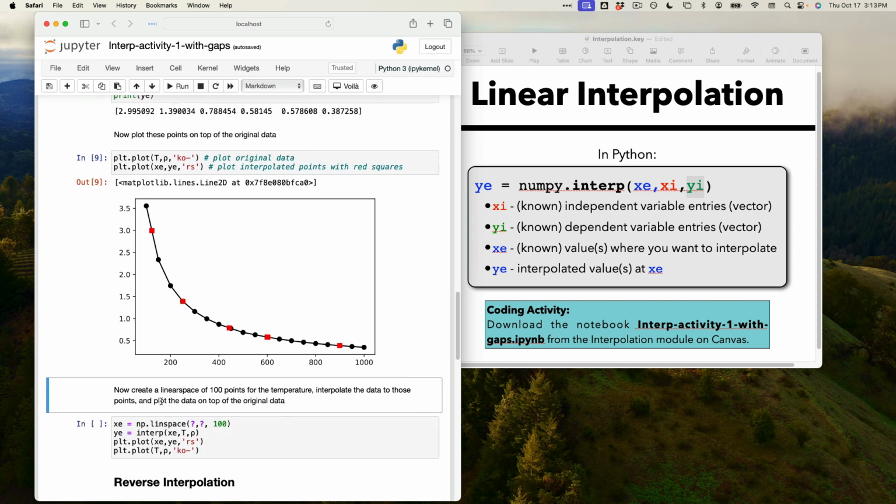Now create a linear space of 100 points for the temperature and interpolate to those points and plot the data on top of the original data. So first we started with 1 value for temperature. Next we did 6 values. Now I want to do 100 values between 100 and 1,000. Just equally spaced values. I want to interpolate at those. Why? Because we're just making up this problem, right?